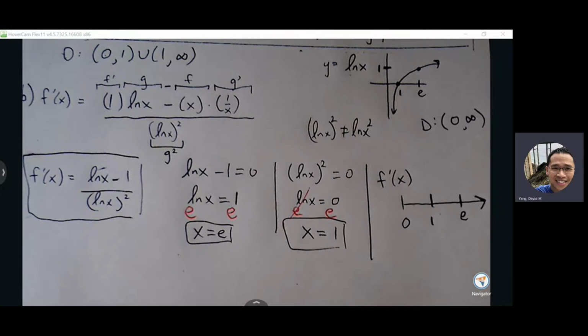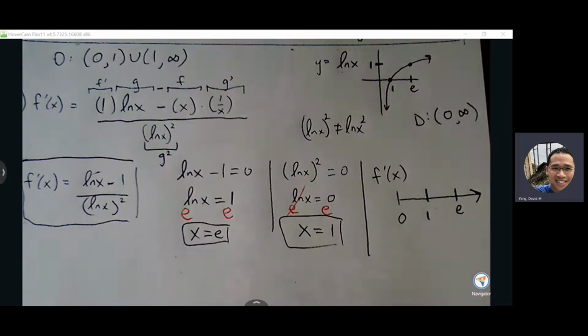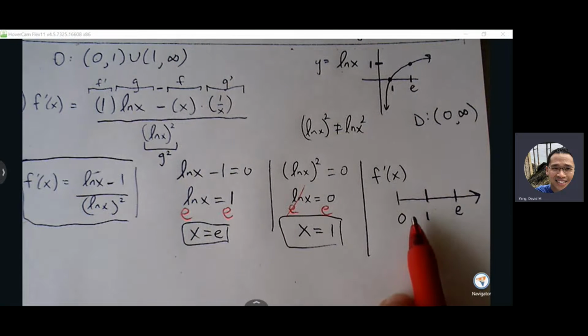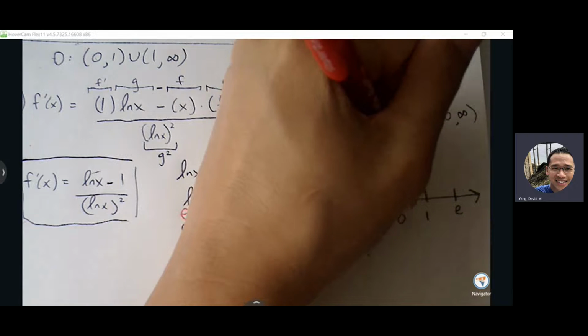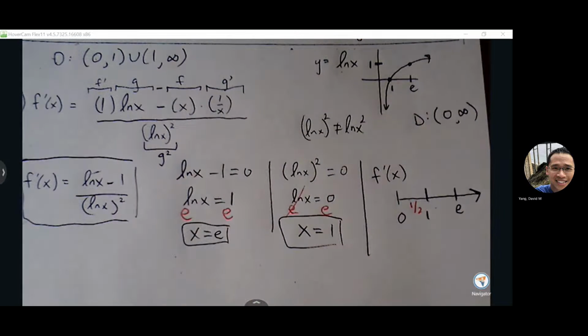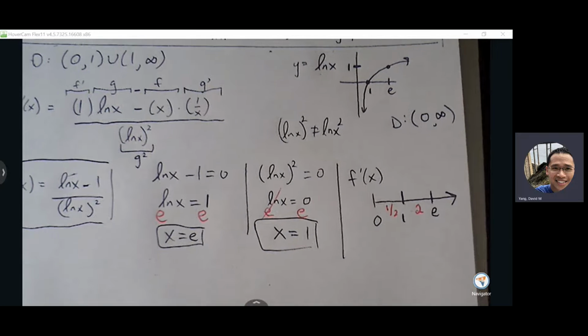Okay, so now I'm going to test my derivative sign line against my derivative function, and I want to choose values that are as easy as I can make it. So what would you choose between 0 and 1? What can I choose between 1 and e? 2 works, yeah. And what can I choose to the right of e?